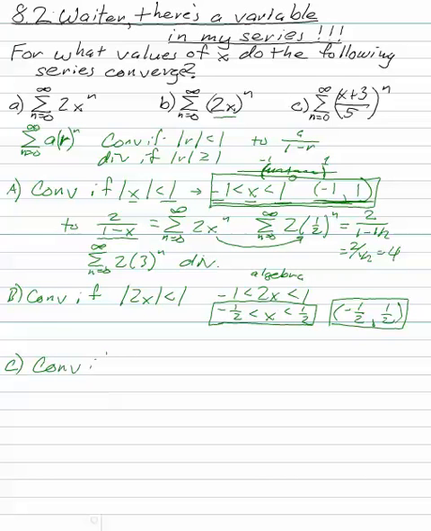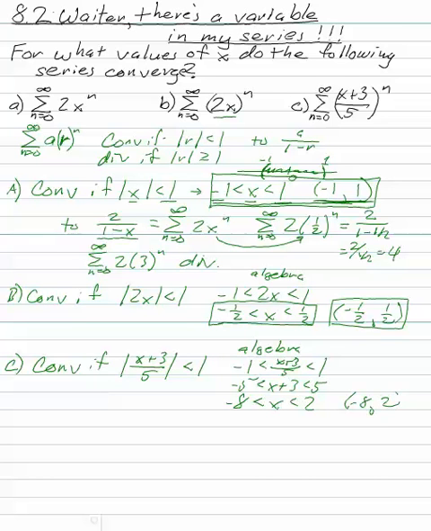So C converges if the ratio x plus 3 over 5, because those are the parts being raised to the n, is less than 1. Now, we can do that using algebra to see that that's when negative 1 is less than x plus 3 over 5, which is less than 1. We multiply all three terms by 5. Negative 5 is less than x plus 3, which is less than 5. And we subtract 3. Negative 8 is less than x is less than 2. So we've got this interval, negative 8 to 2.